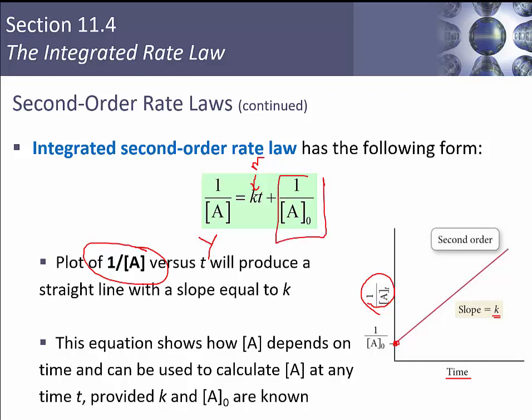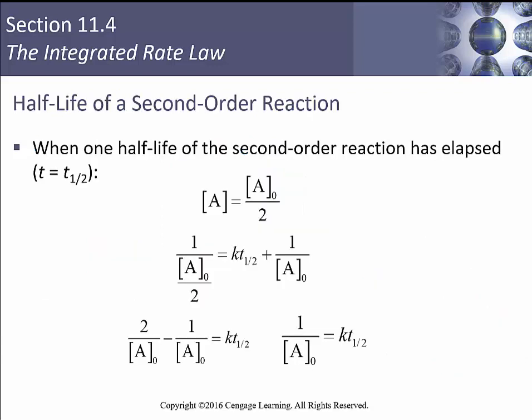It's going to be 1 over [A] versus time. And t, that's still going to be our x coordinate. So time is going to be x. When we do that, we're going to end up with a straight line where the slope is equal to positive k. This equation shows how [A] depends on time and can be used to calculate the concentration of A at any time t, provided k and our initial concentration are known.